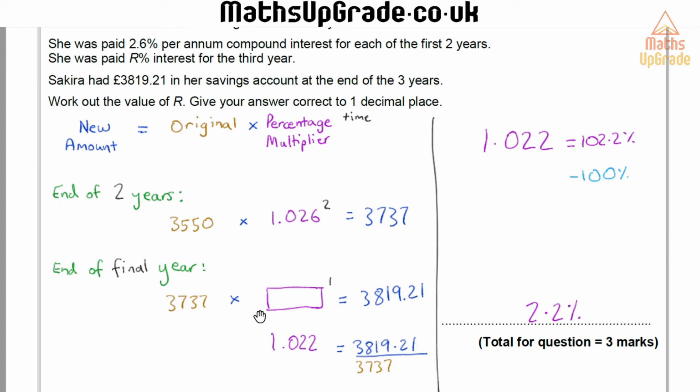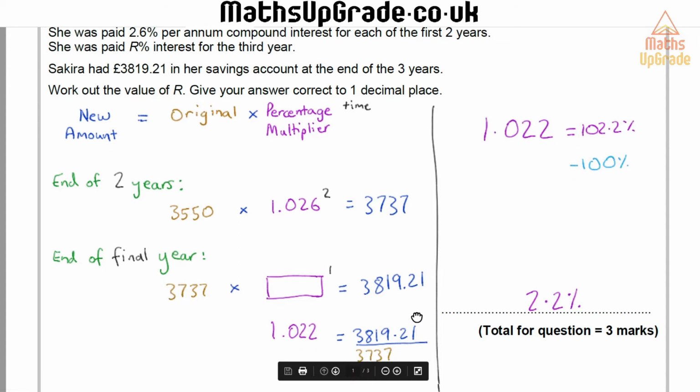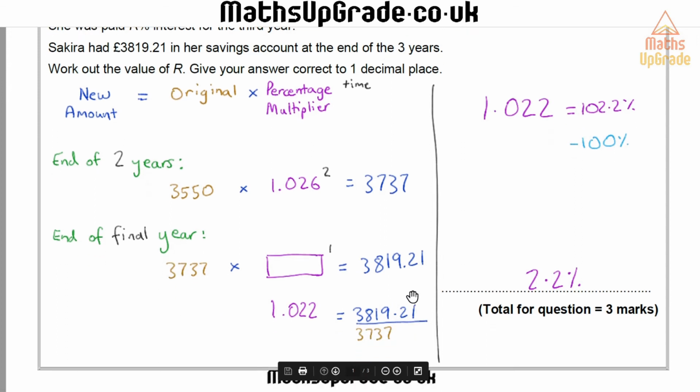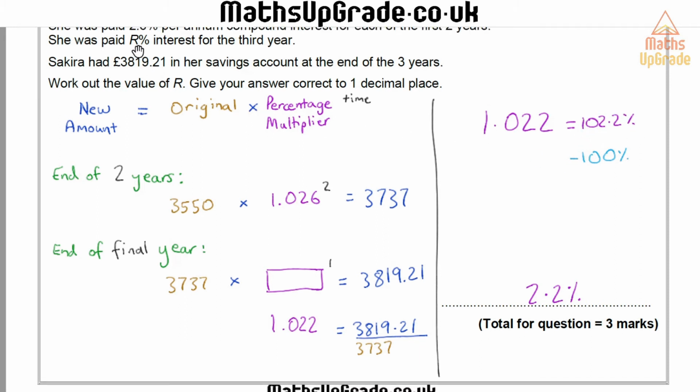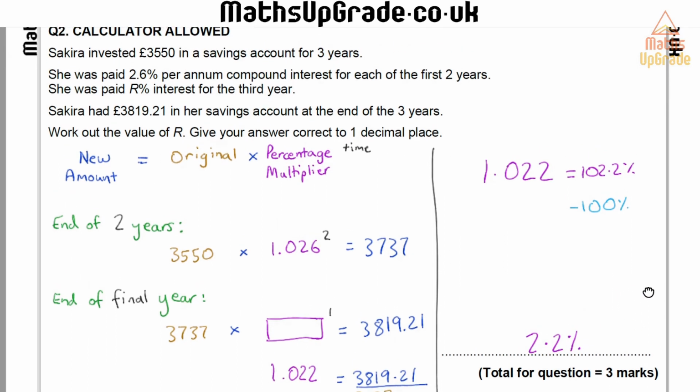I just need to work out this missing value. To work out that missing value, I'm going to do the inverse of multiply by 3737, which is divide. So 3,819 divided by 3737 gives 1.022. 1.022 is the same as 102.2%. So if I need to work out the percentage interest rate, I just subtract 100%, which gives me 2.2%. So that question there was worth 3 marks.